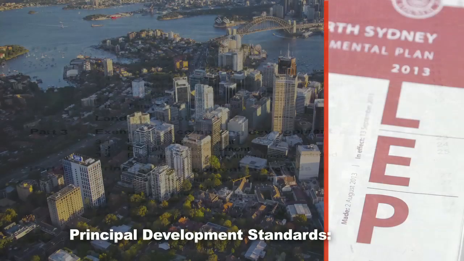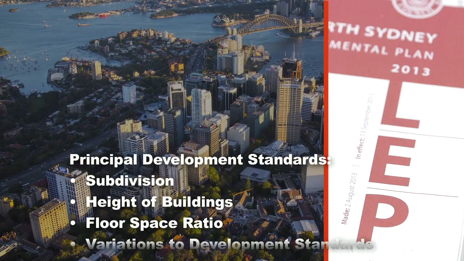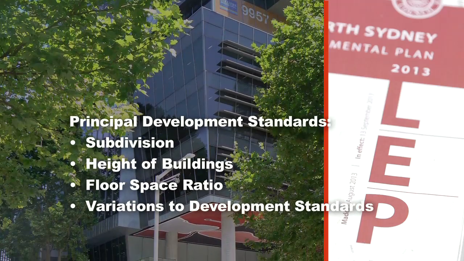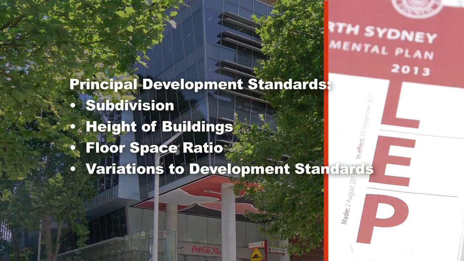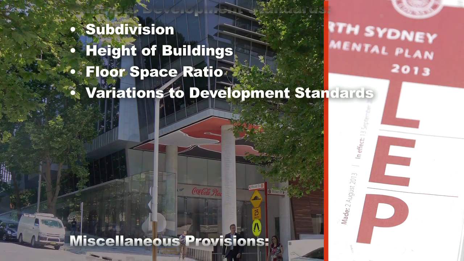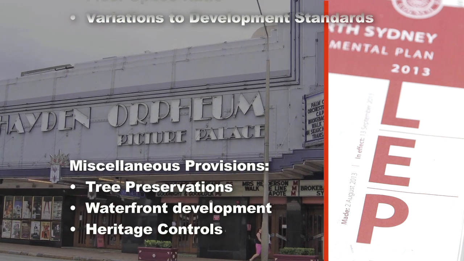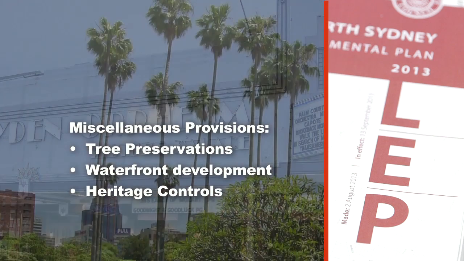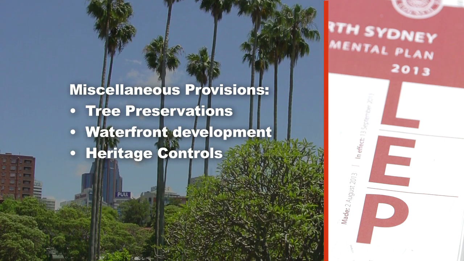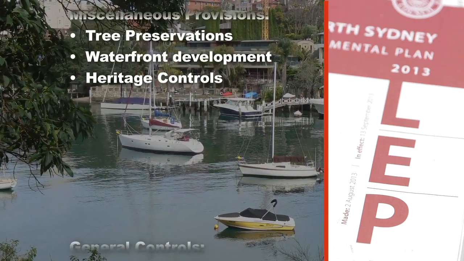Then you'll see a section on the principal development standards. These include subdividing land, height limits for buildings, the proportion of total floor space in a building to land size, and guidelines for when these standards may be varied. Then there is the Miscellaneous Provisions section. This includes tree preservation, waterfront development, and regulations for heritage properties, among other things.